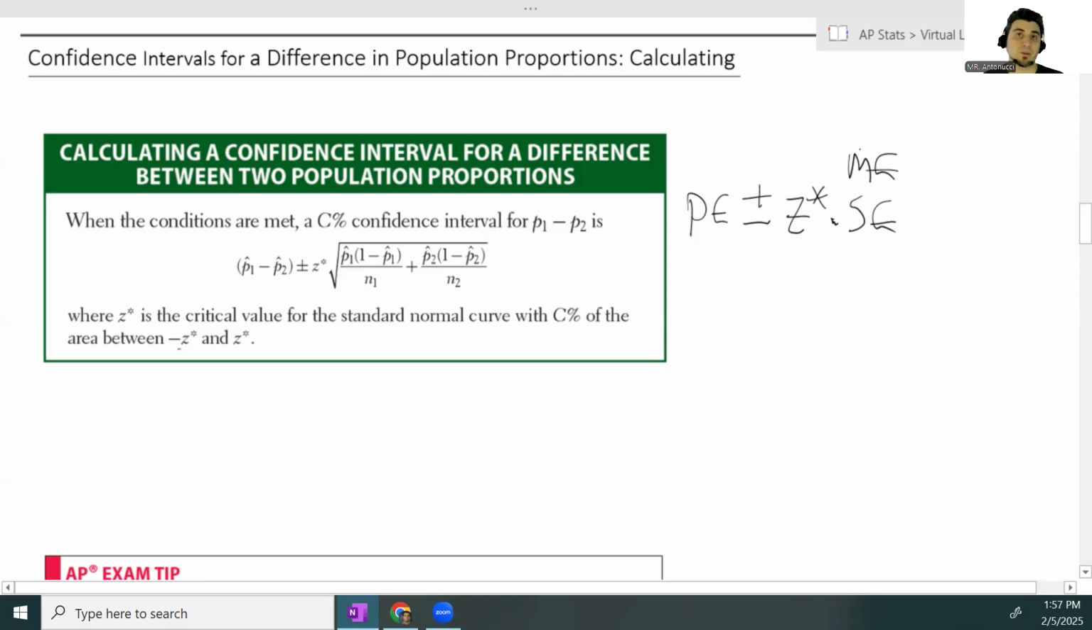So for here, when we have two population proportions, a C% confidence interval for the difference in population proportions is: the point estimate is going to be the difference in sample proportions plus or minus the Z star critical value, dependent upon what confidence level you are looking at, and then times the standard error of the statistic. Okay, so here we go.